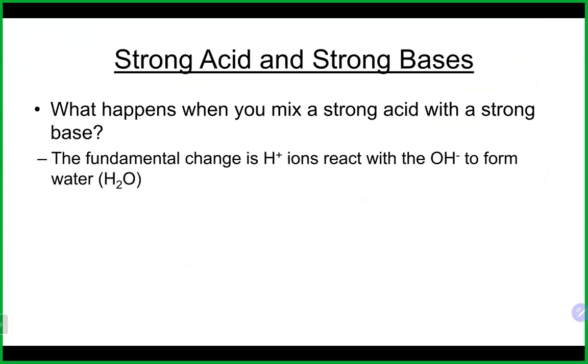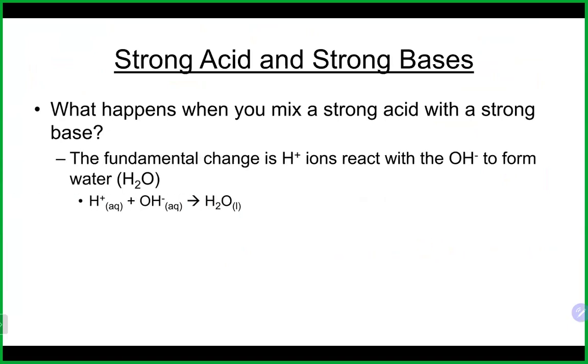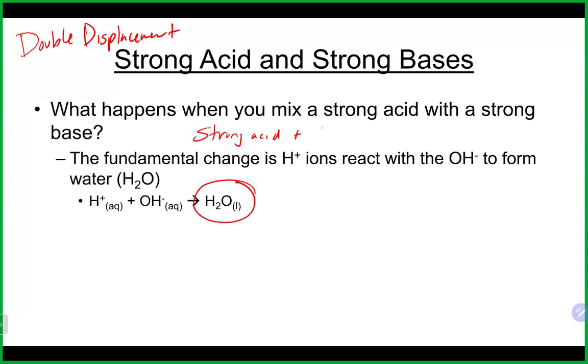Now, when we react a strong acid with a strong base, as we talked about when we were talking about different types of reactions, this falls under the umbrella of double displacement reactions. And remember, one of the reasons a reaction takes place is the formation of water. That is essentially what you get when you react a strong acid with a strong base. You will get two things formed: a salt and water.